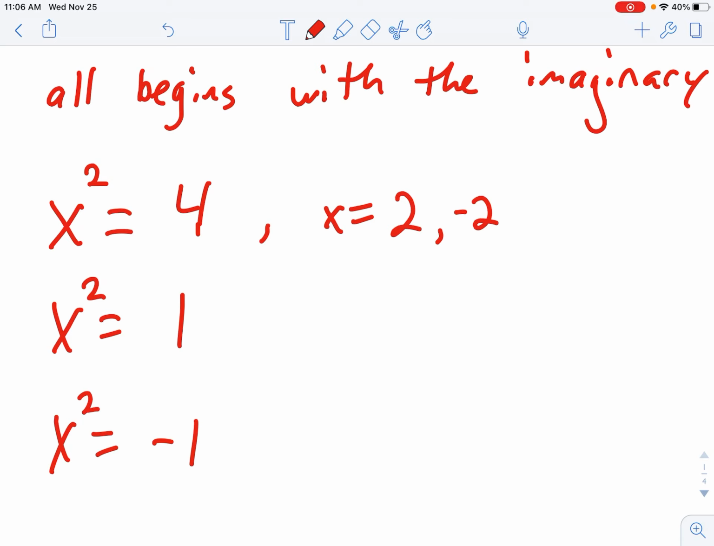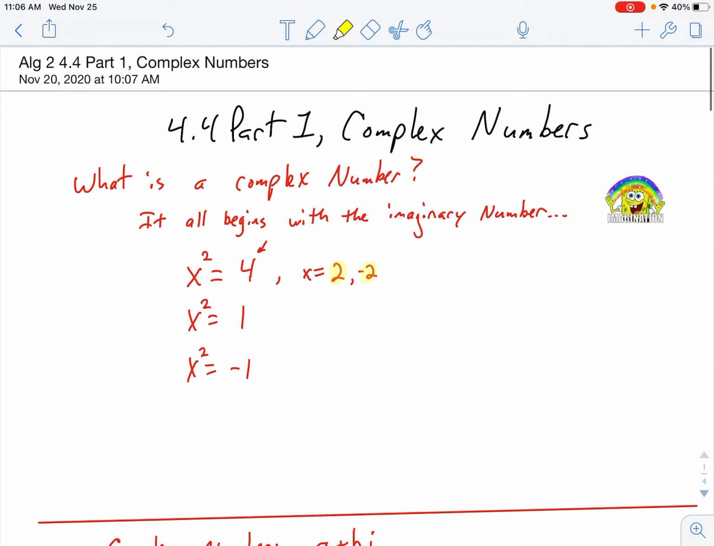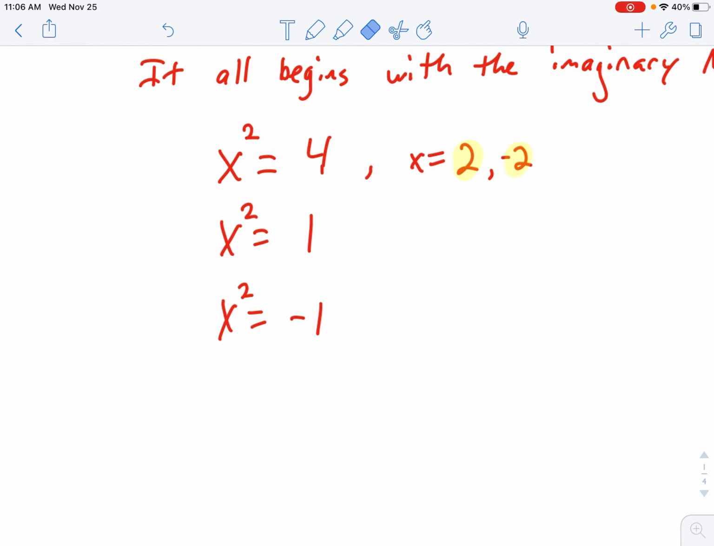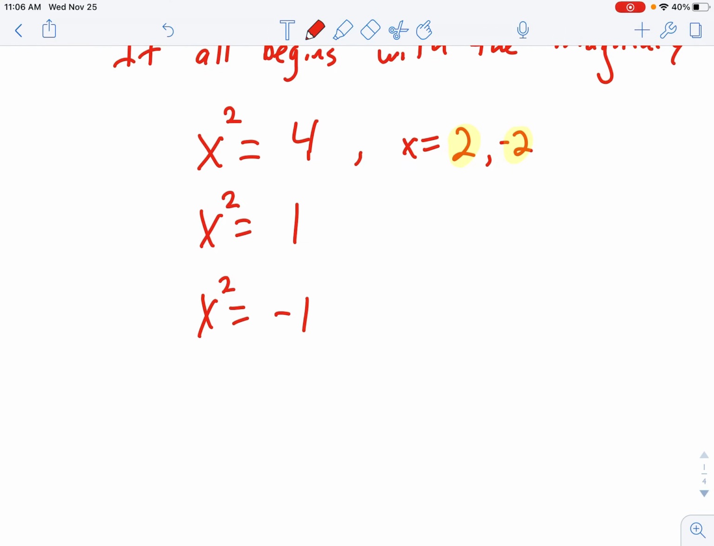A power is where you multiply something by itself over and over. X squared means you multiply something by itself, and you get a given answer. So 2 times 2 is 4, but negative 2 times negative 2 is also 4. What does this have to do with imaginary numbers? Nothing yet. Let's talk about x squared equals 1.